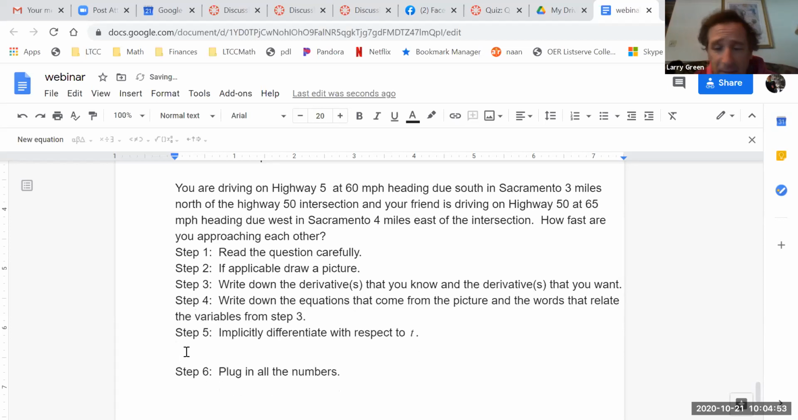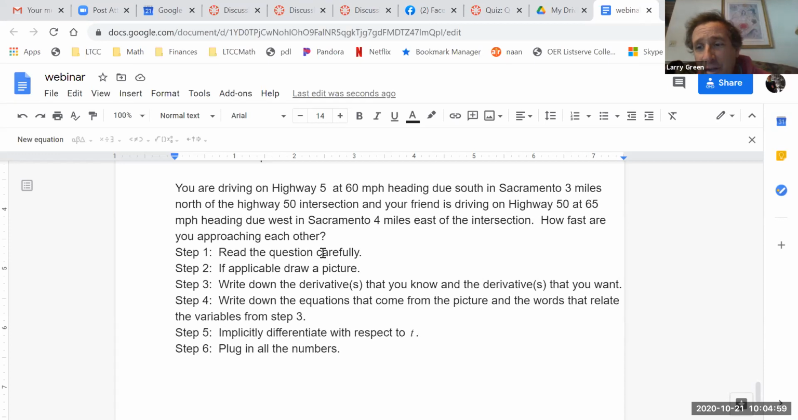Step 2, we want to draw a picture. Okay, so we're going to have a picture. And notice that everything is moving here, so there can be no numbers in the picture, but we're definitely going to have some letters. We have Highway 5. And notice that this will help. You're heading due south, and your friend is going west. So let's do this. And you're approaching.